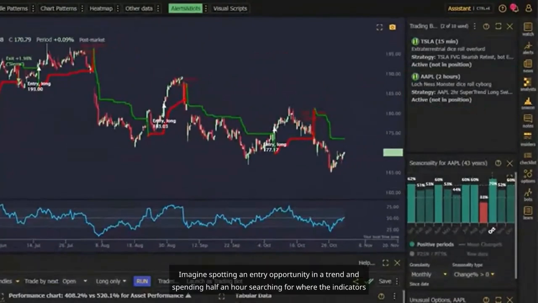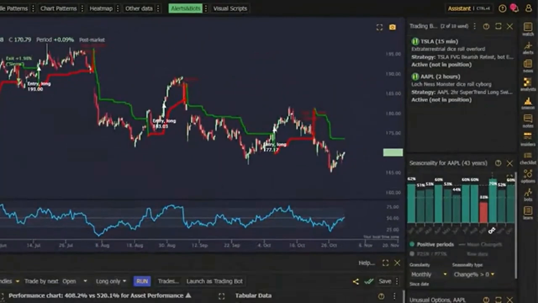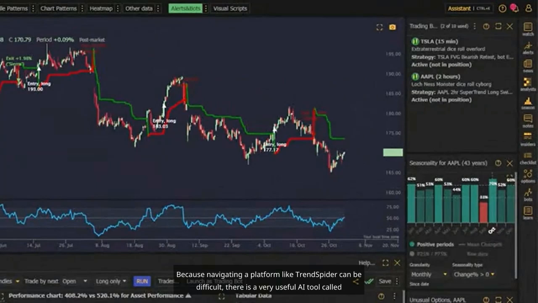Imagine spotting an entry opportunity in a trend and spending half an hour searching for where the indicators are, how to test your strategy. By the time you find all that, the trend might have passed. Because navigating a platform like TrendSpider can be difficult, there is a very useful AI tool called Voithos, which you will find at the top right where it says Assistant.